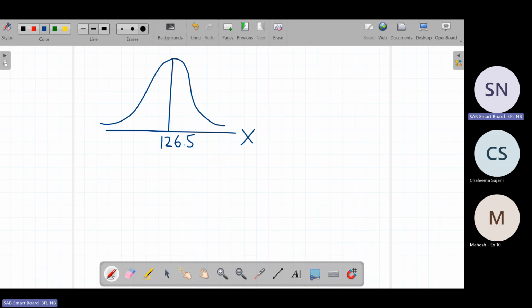The shorter period is to the left side. Then the mean value is 126.5. Which side is the length short? Left side, no? Then here the probability is 5%. You know from here to here, what is the probability? 0.5. It means 50%. But the question says only 5%. Then somewhere in here you can mark it. This value is x. We do not know the difference. Understood?